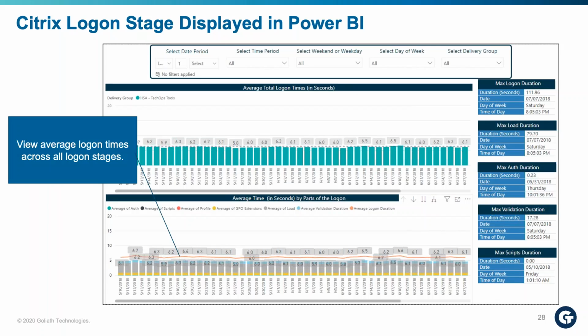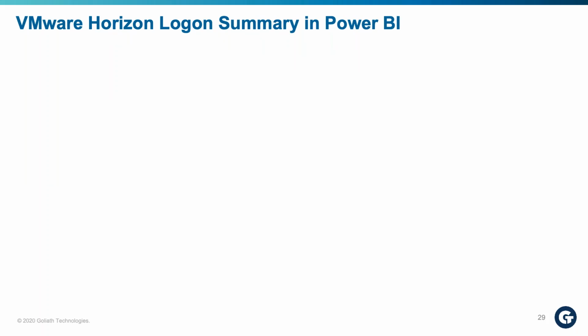Another report here is the different stages of logon times, and this is broken down by day. It gives you the max, the min times, the different stages of the process, averaged over a number of different days for a specific delivery group. Again, giving you that ability to track and trend information and slice it and present it in ways that allow you to make real-time decisions.